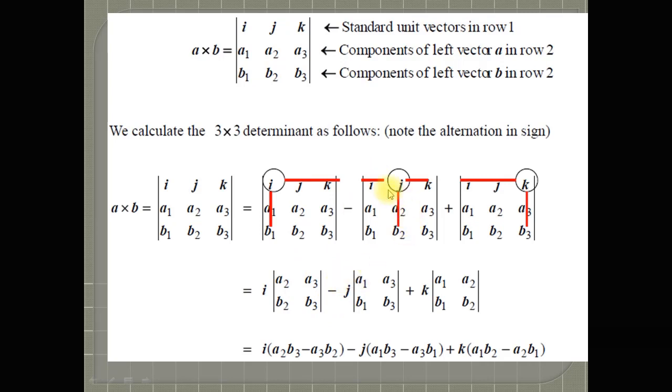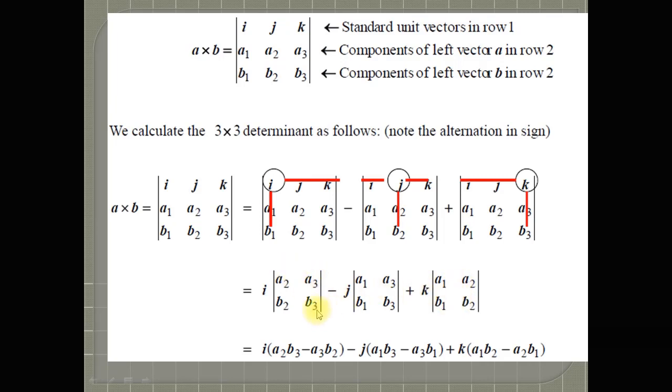Now for j, delete the first row and second column. For i, delete the first row and first column. We obtain the minor matrix A2, A3, B2, B3. And now minus j, j lies in the first row and second column, so delete the first row and second column. We obtain the minor matrix A1, A3, B1, B3, plus k. So delete the first row and third column because k lies in the first row and third column. So we obtain plus k into the minor matrix A1, A2, B1, B2.